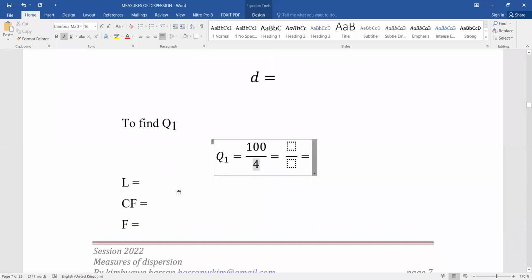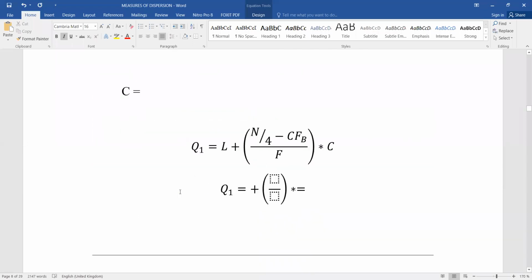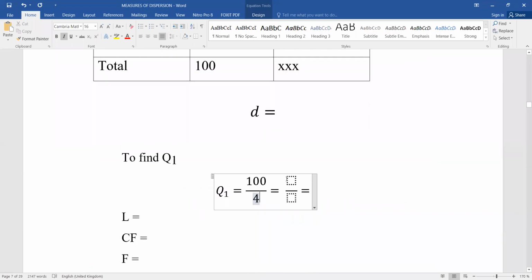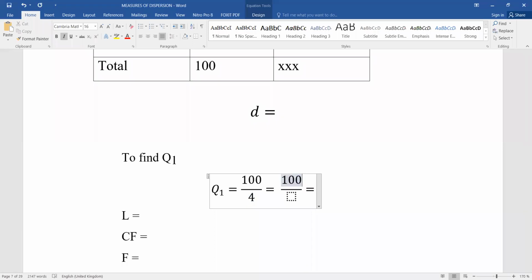So what is N over 4 equal to? Same as 100 divided by 4. Elizabeth is saying 25. Are we okay? Good. Is the speed okay? Let me know if the speed is okay. We have to move slow but sure.